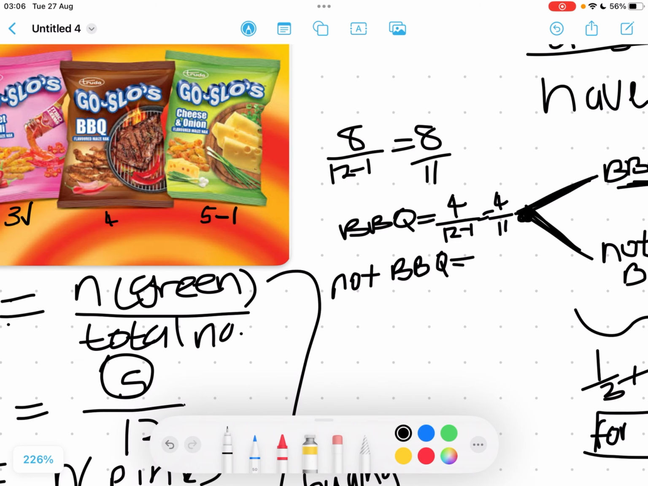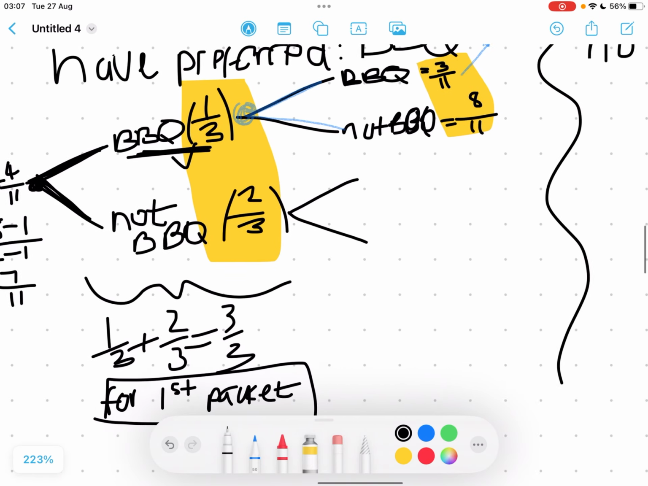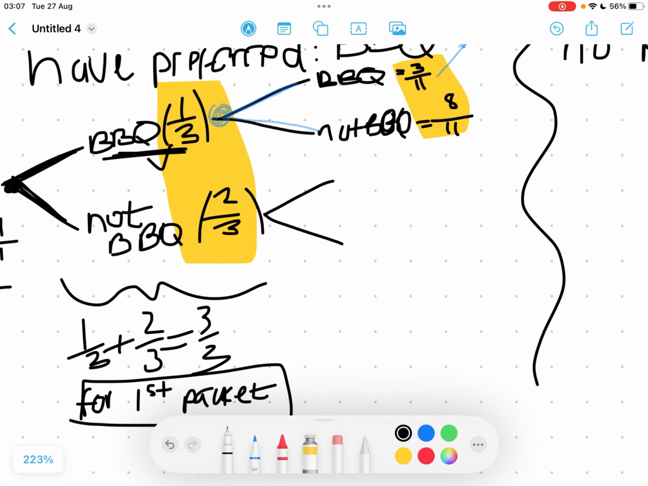So in the case of not barbecue, at first I said the total was 8. I sold 1. Divide that by the total number of coleslaws after I sold 1. So it's 12 minus the 1 sold, which is equal to 7 over 11. So that's the probability of getting not barbecue. After taking out the first packet of coleslaws, it was green, so it was not barbecue. This is why the first probability is 2 over 3.